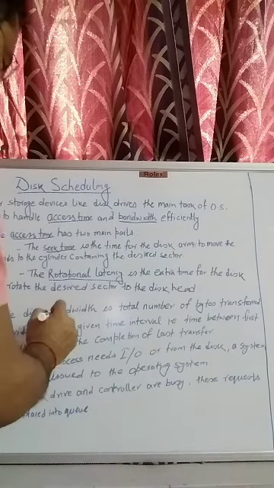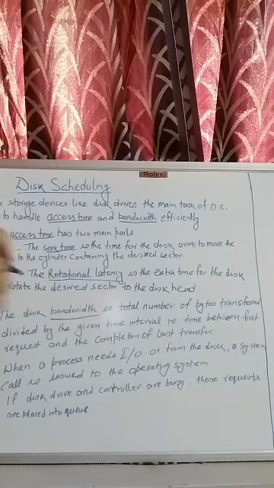And the second issue related to disk scheduling is the bandwidth. The disk bandwidth is the total number of bytes transferred divided by the given time interval. That is, for the given time interval, we divide the number of bytes transferred by the given time. That given time means the time between the first request and the completion of the last transfer.